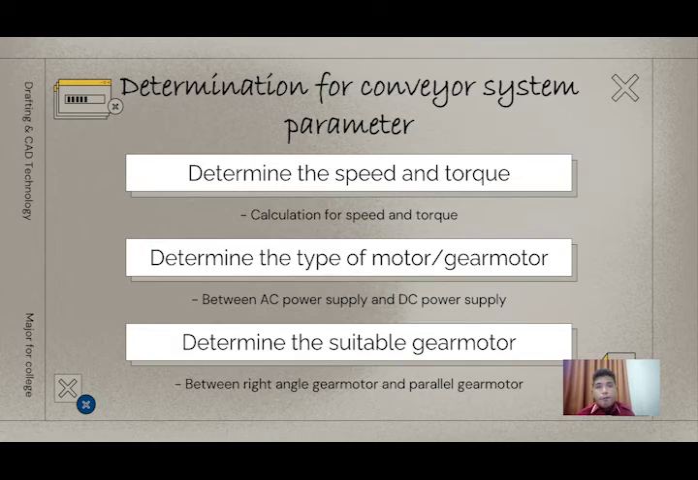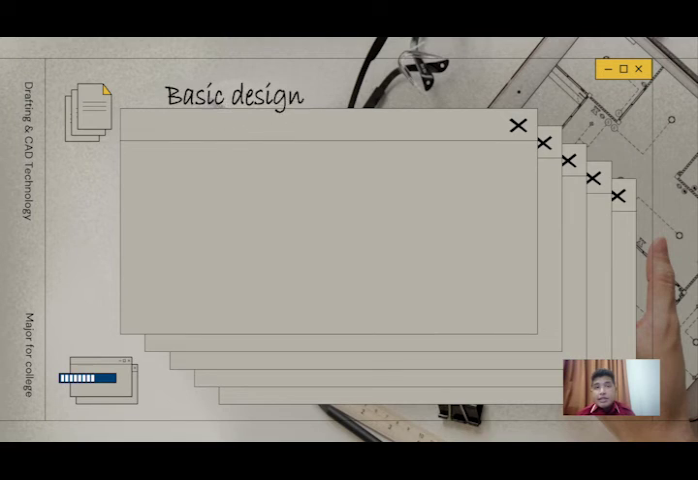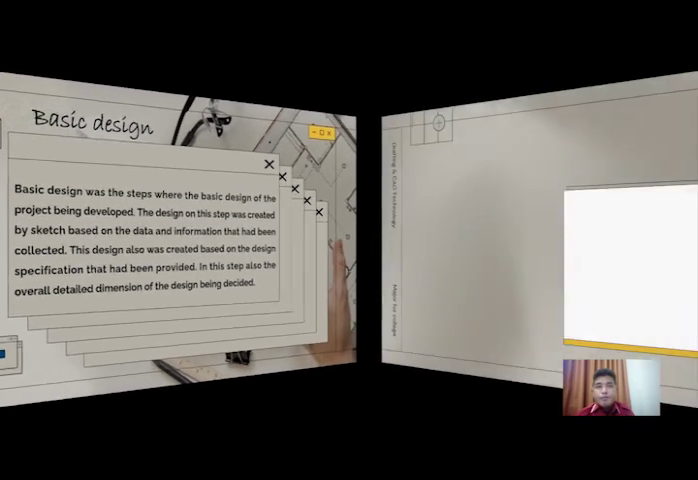The next step is the basic design, in which the basic design of the project will be developed. The design in this step was created by sketch based on the data and information that had been collected. This design was also created based on the design specification that has been provided. In this step, the overall detailed dimensions of the design will also be decided.